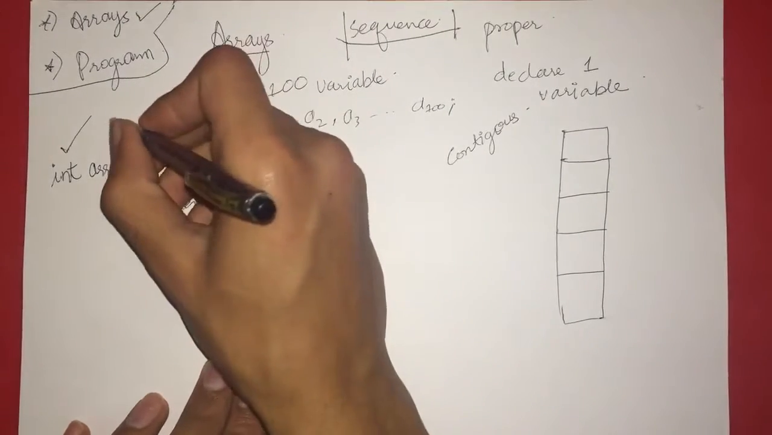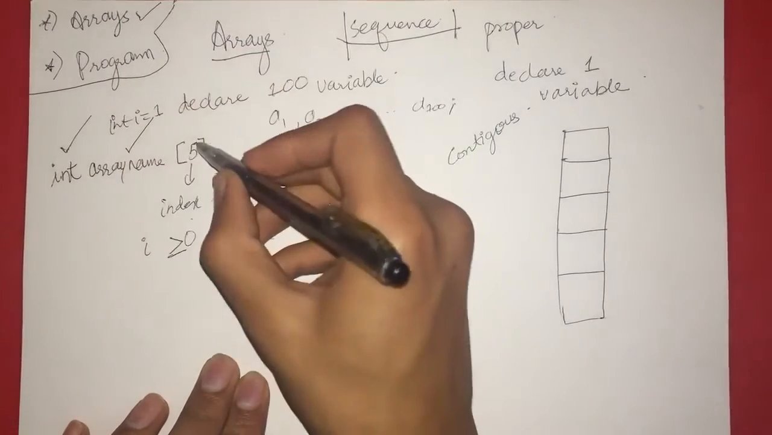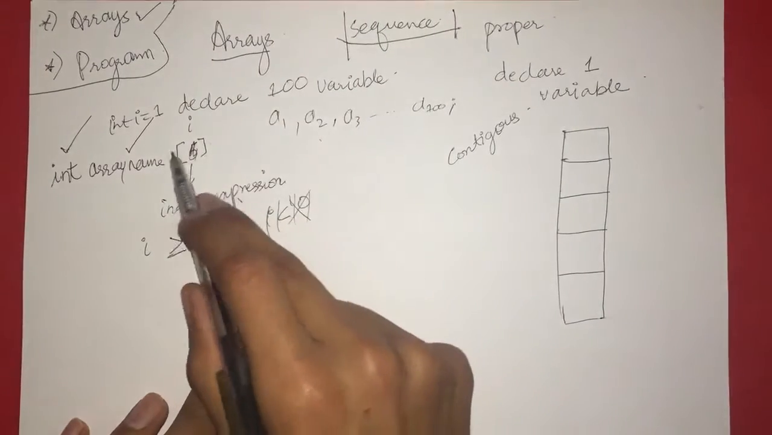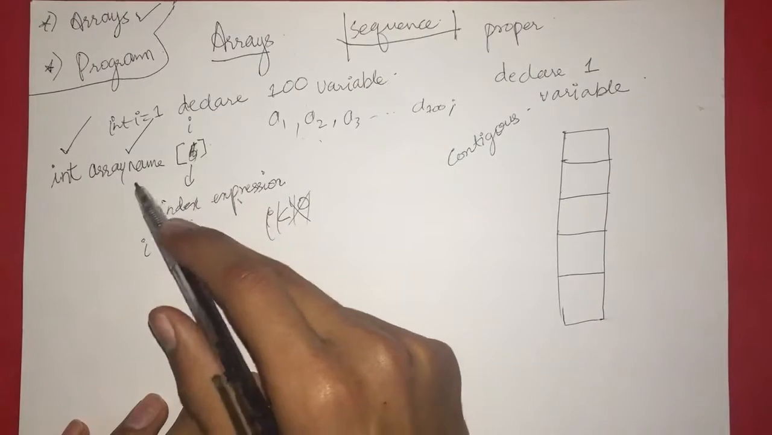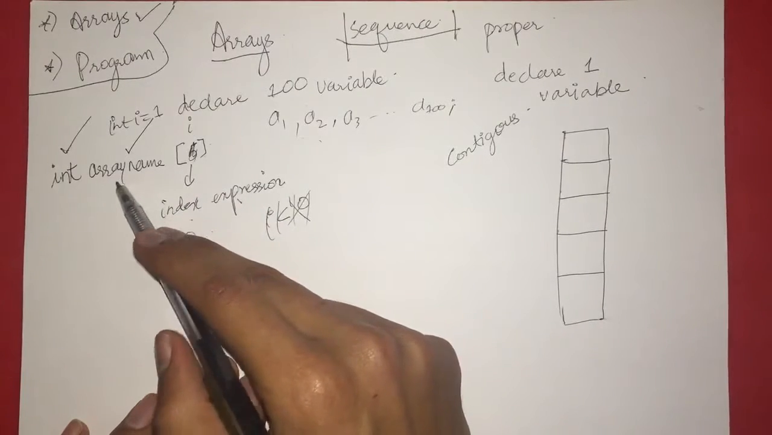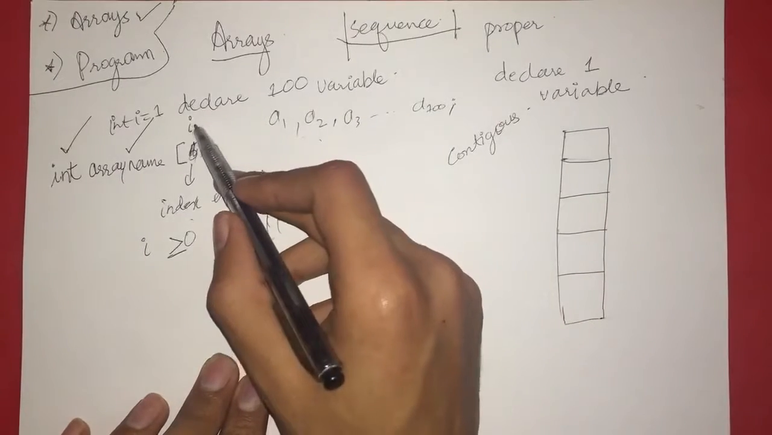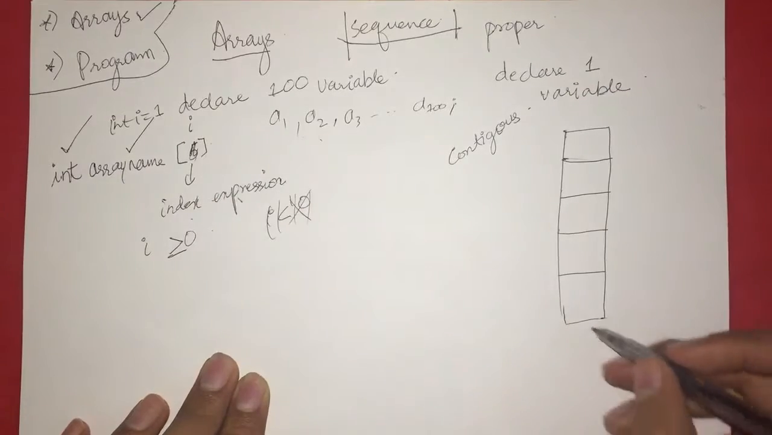So for example, if I declare int I equals 1, and here instead of 5 I say I, so this means that this array is going to be built, and its name will be array name, and it will have just one location. It will actually have two.